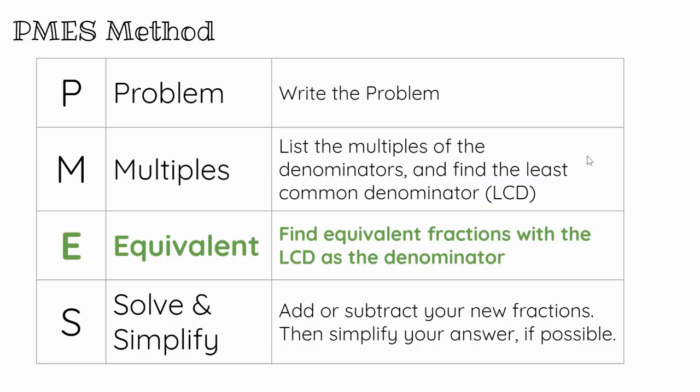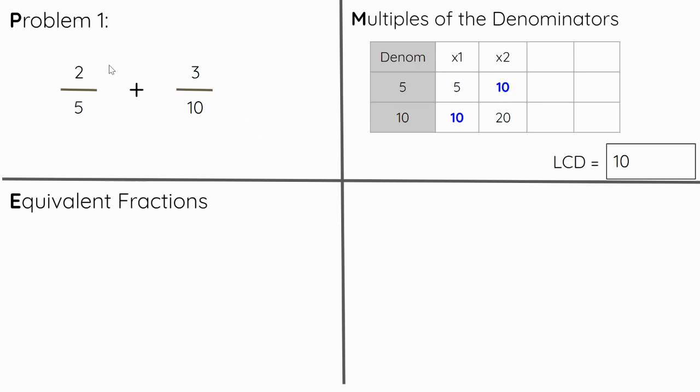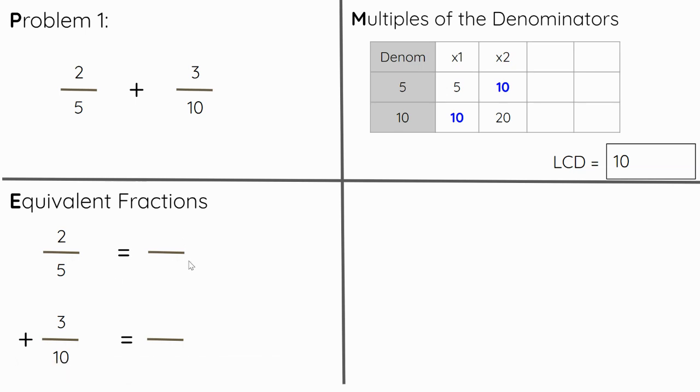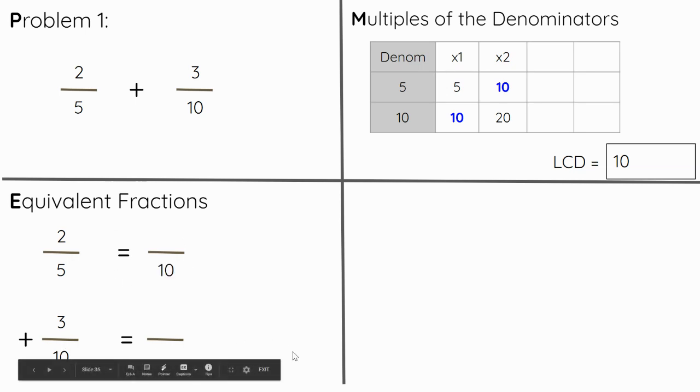Next, we're going to find equivalent fractions with the LCD as the denominator. That just means we're going to find fractions that are equivalent to our first two fractions, 2/5 and 3/10, that have 10 as the denominator. So I'm going to rewrite these fractions vertically so that I can easily write my equivalent fractions next to them. So I have 2/5 plus 3/10, and what I need to do is set up a new fraction next to each of those original fractions with 10 as the denominator.